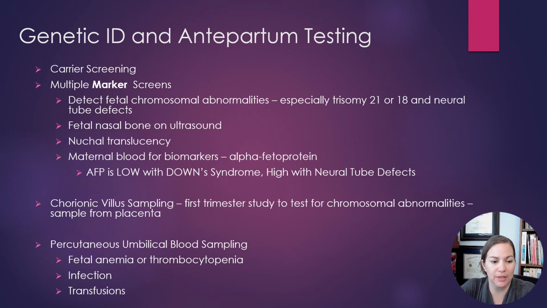Percutaneous umbilical blood sampling can test for fetal anemia or thrombocytopenia or infection, and transfusions, meaning that the circulation is not working as it should to get the nutrients to the baby.